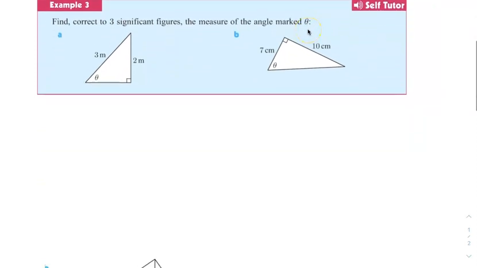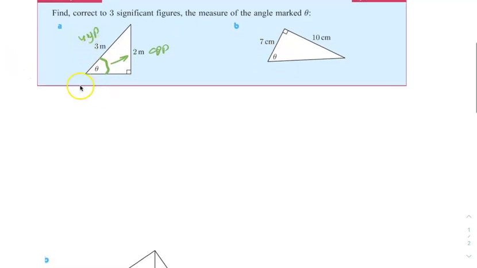Okay, let's do an example or two. So we're going to set up the same way we did the last lesson. You label your angle, so that's the angle we're talking about. And you want to label the sides. So this is opposite. Here's the right angle. So it's hypotenuse. It makes this side adjacent, but I don't care about that one. We use SOHCAHTOA.